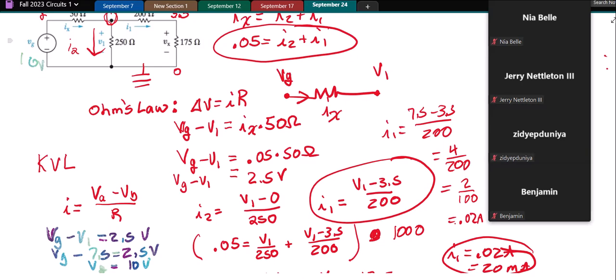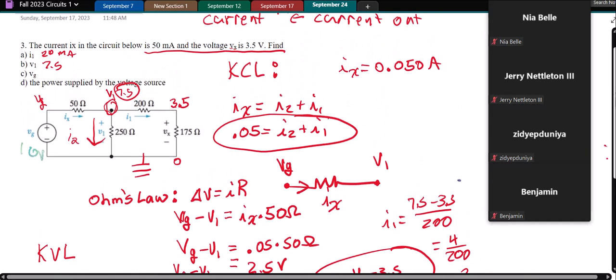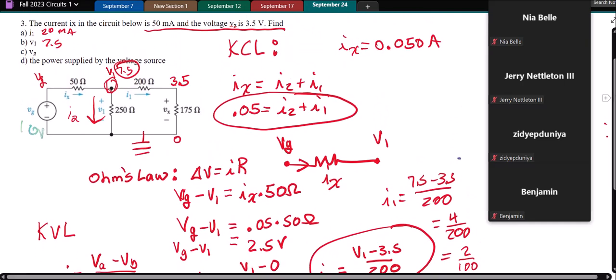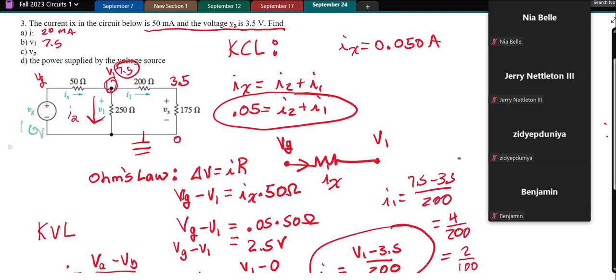And then the last question was the power supplied by the voltage source. Okay, so I want to look at the power supplied by the voltage source. And so I know that power equals the current times the voltage. And I want to look at the current as it's going into this voltage source.